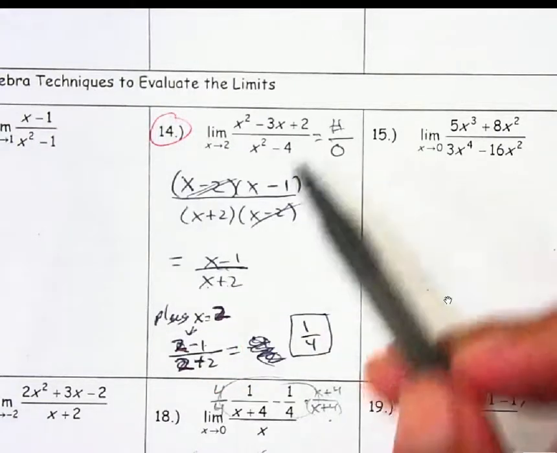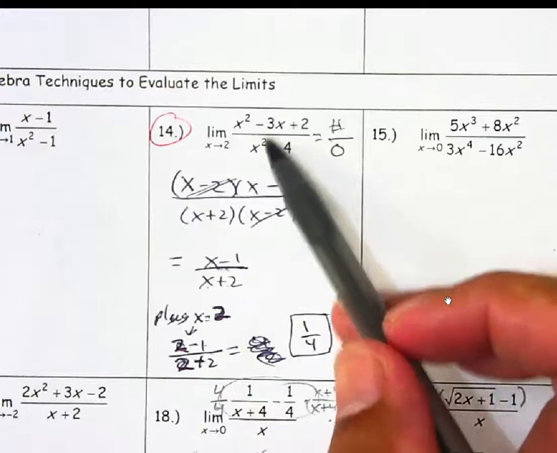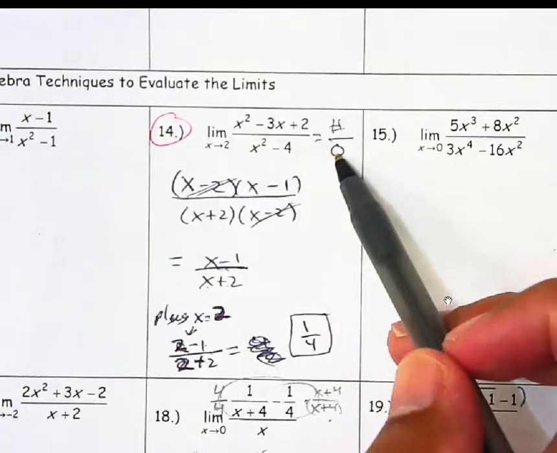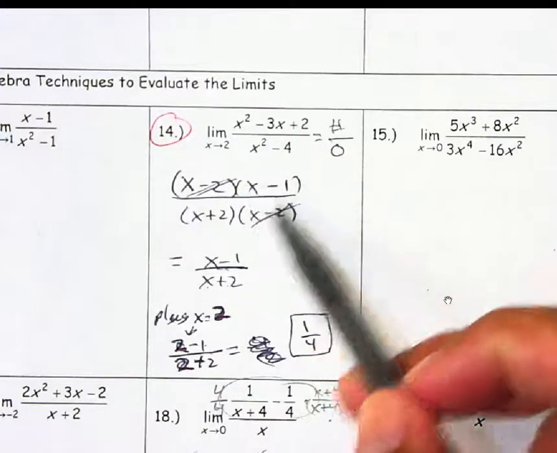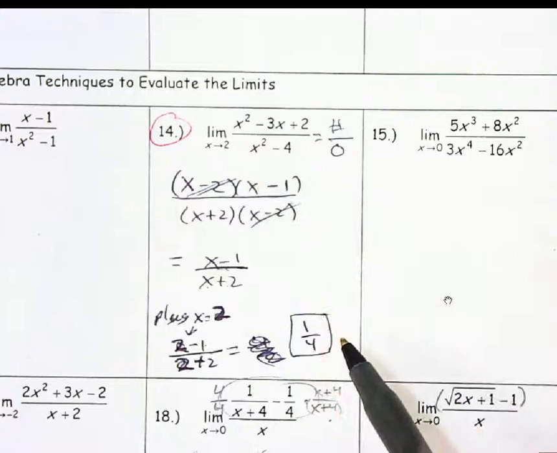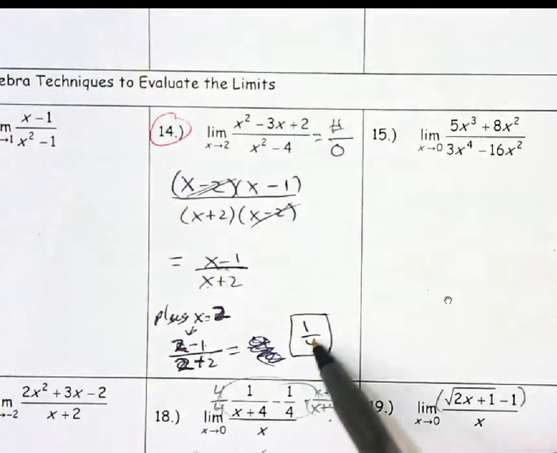So even though at the start we had a problem, this trick, as I said, sometimes helps out. And so that is the answer, 1/4.